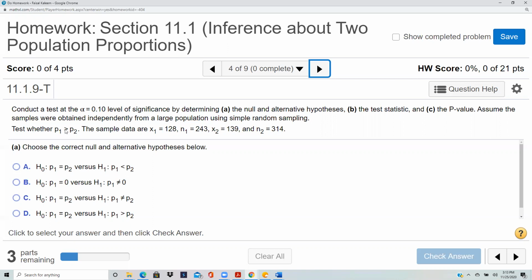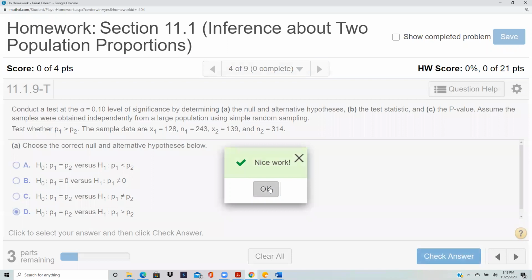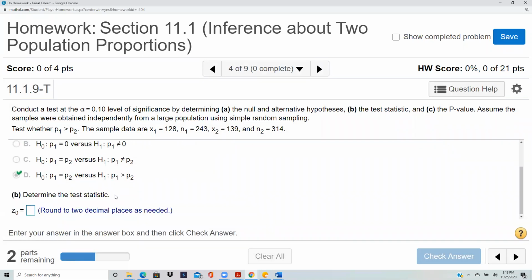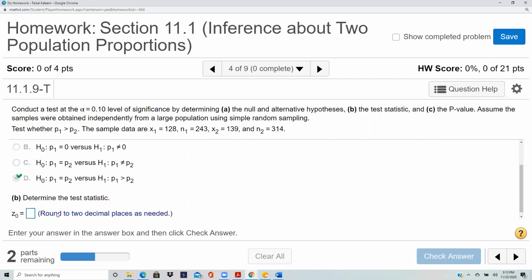Since we are testing P1 greater than P2, the null should have P1 equals P2, and the alternative should have P1 greater than P2. So it's this. And for the test statistic, it's proportions we are testing. This little p in the hypothesis test indicates that we are testing proportions. So you will do proportion stats.